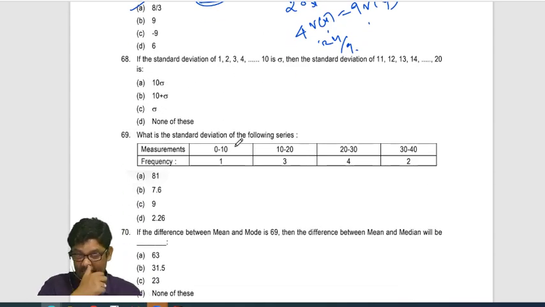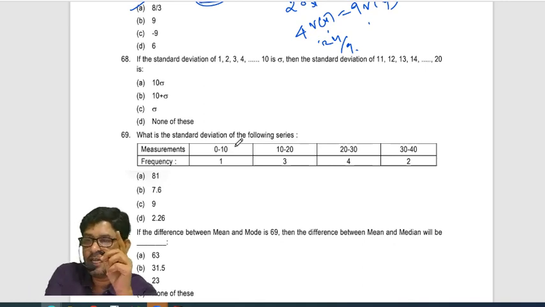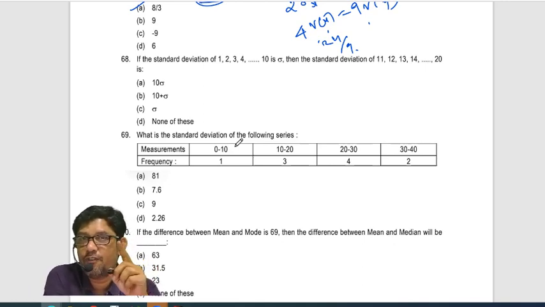Next step. I told you the other day, I hope you remember, shift of origin, change of scale concept is very important. Did I tell you that or not, my dear?